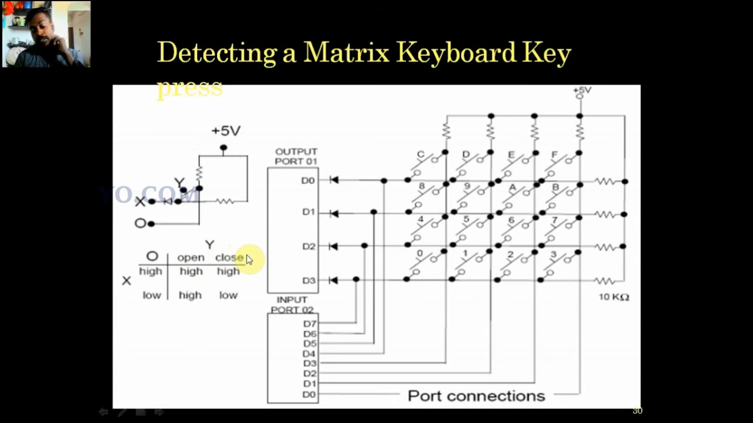This is a table that is used to find the key press. When the key is open, X is high because it is connected to 5 volts. In the close condition, X is low. When open, X is high; when closed, it will produce a low. Whenever we press the key, it will produce a low. Likewise, we detect the matrix keyboard key.